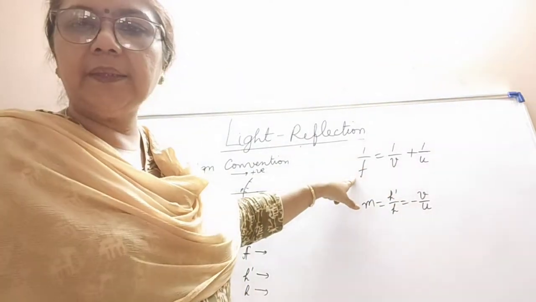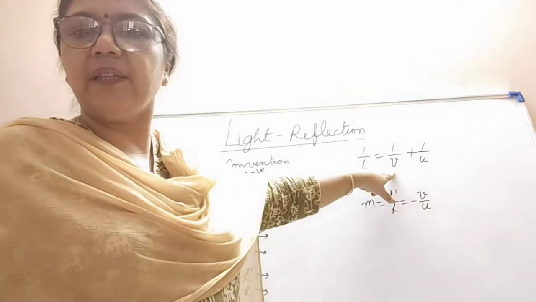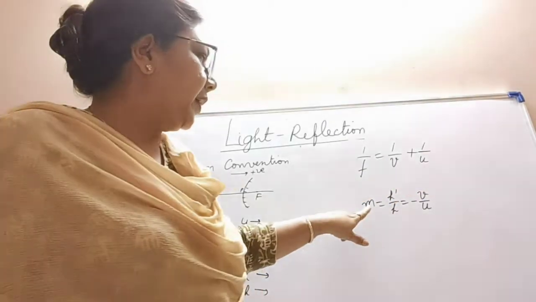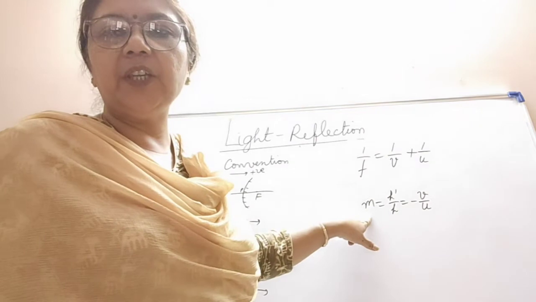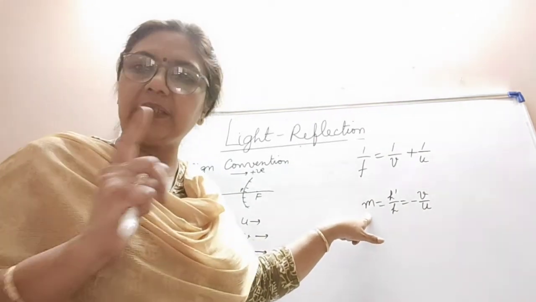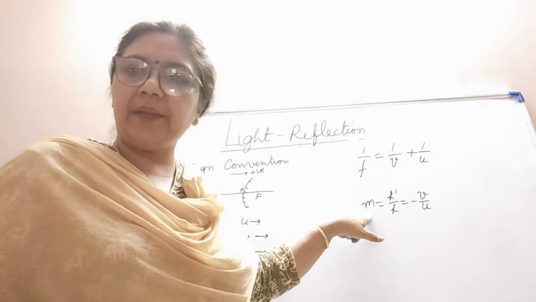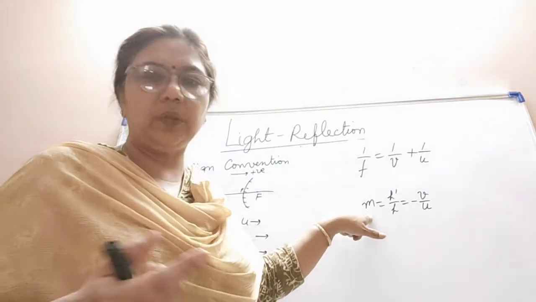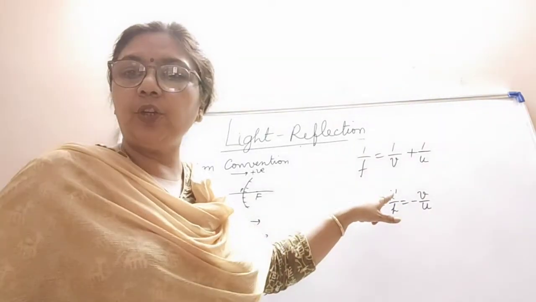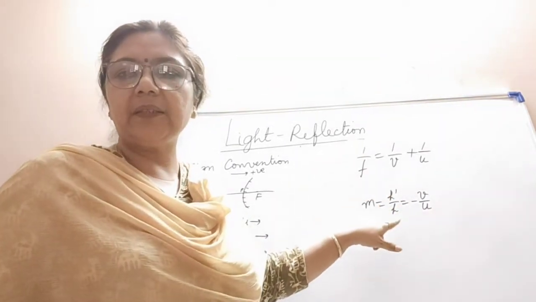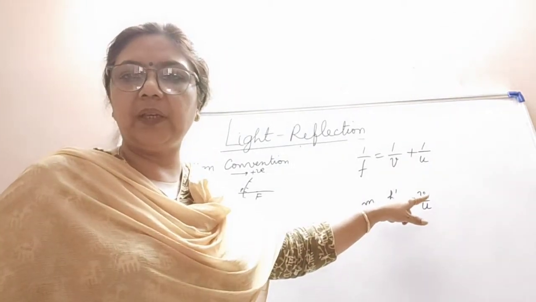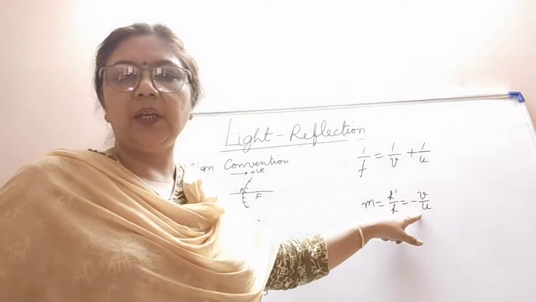F means the focal length of the mirror. V is the distance of the image and u is the distance of the object. M is the magnification. Magnification means how big or small the image is with respect to the object. From the word also you can understand it. And h dash is the height of the image. H is the height of the object. V we know is the distance of the image. This is the distance of the object.